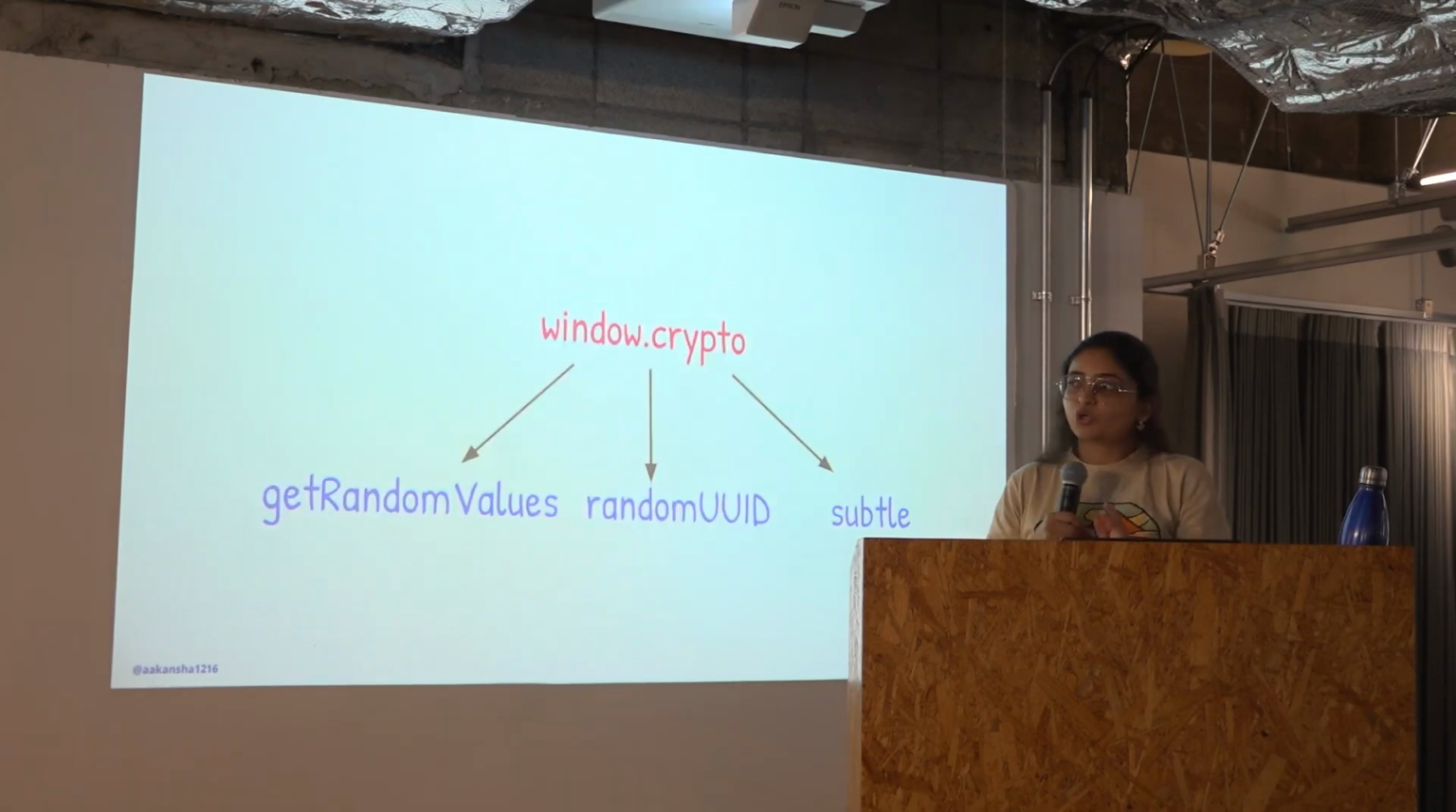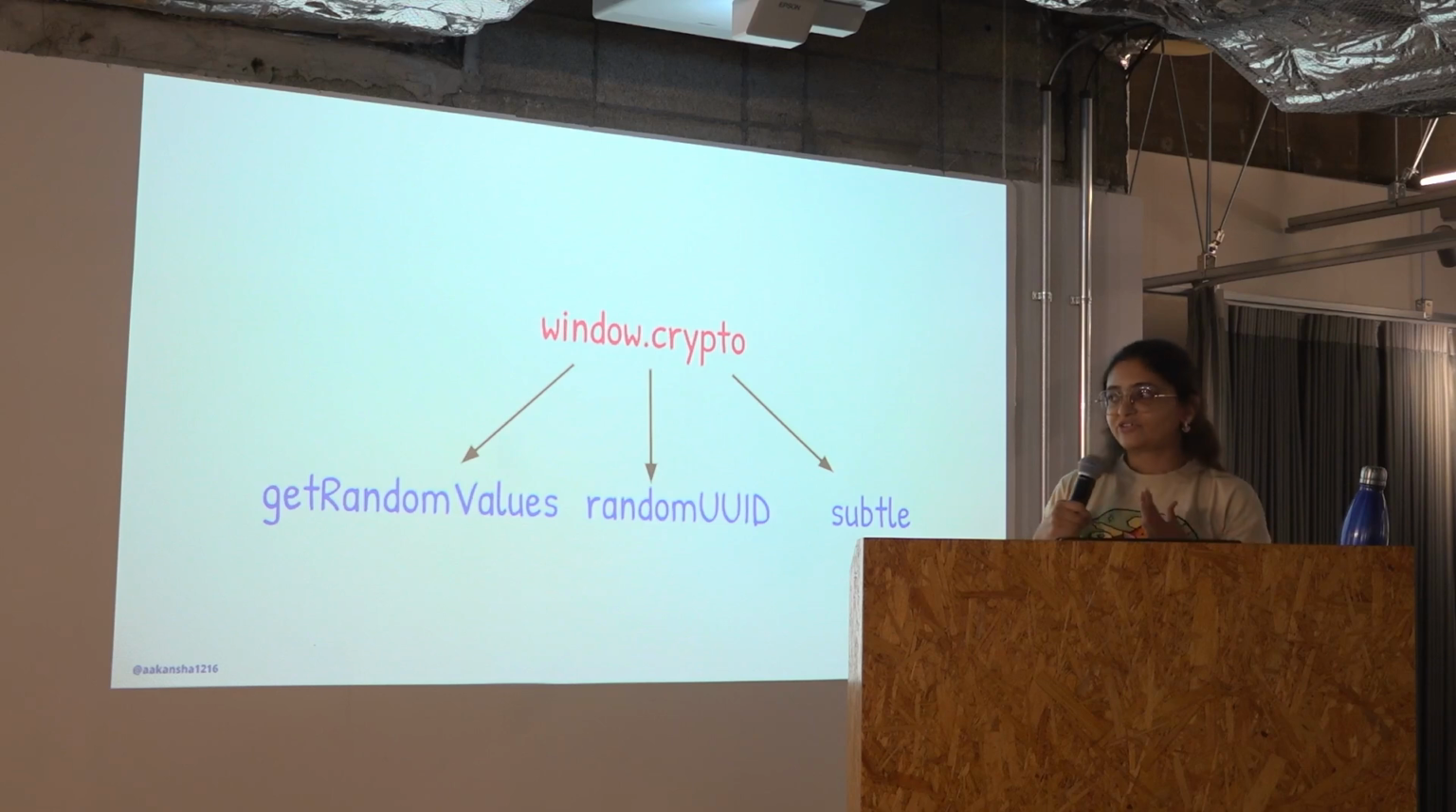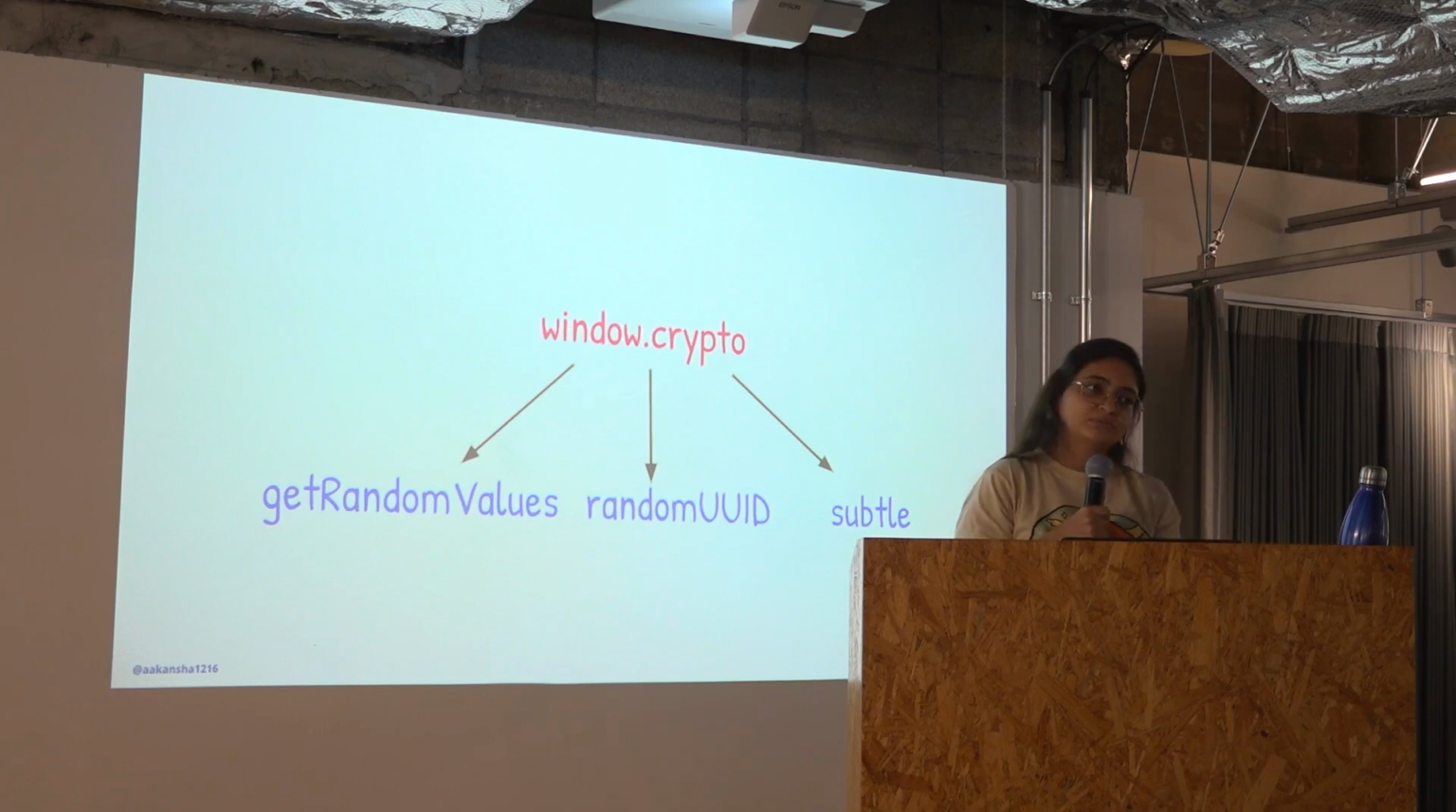Now, the crypto module is divided broadly into three categories: getRandomValues for generating randomized values, randomUUID for generating unique IDs, and crypto.subtle, which is the main API I'm going to cover. Now, the API is named subtle because crypto.subtle has some strict requirements which you need to fulfill to get the maximum security out of it. And all these APIs are available only in secure mode. By secure mode, I mean HTTPS.